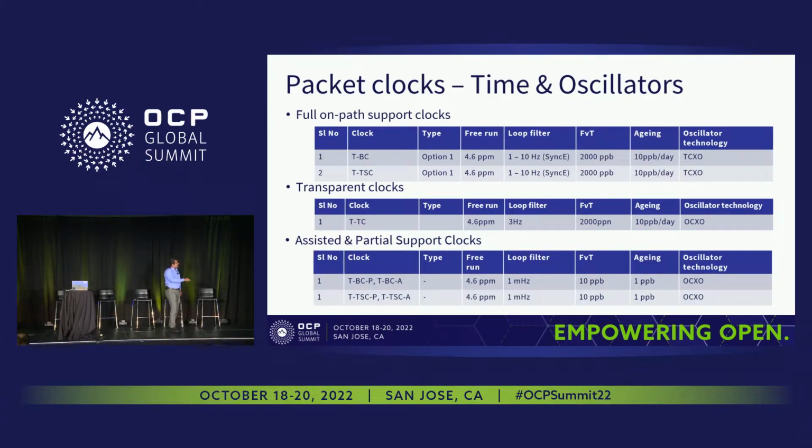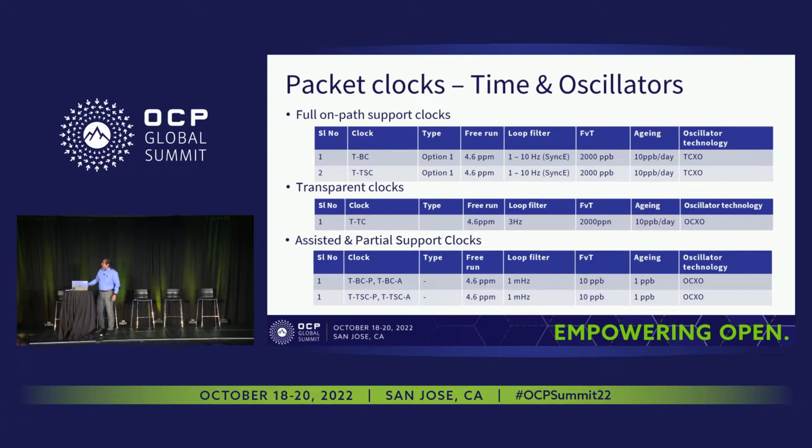Transparent clocks need a certain level of stability. The assisted and partial timing support clocks, these are the G.8275.2 profile, and the supported clocks are G.8273.4 type clocks. They will need a much more stringent level of stability because now some of the nodes are not supporting synchronization. So your packet delay variation is much more. Your loop filtering or the averaging times are much stronger. So you need much more stringent oscillator technology to support such clocks.